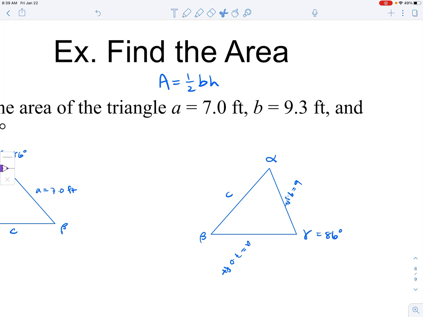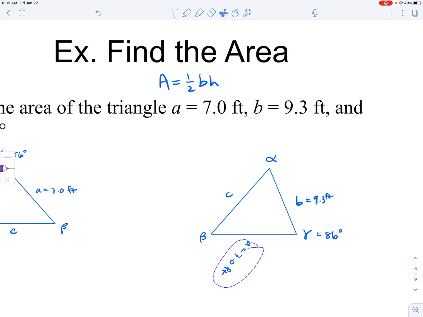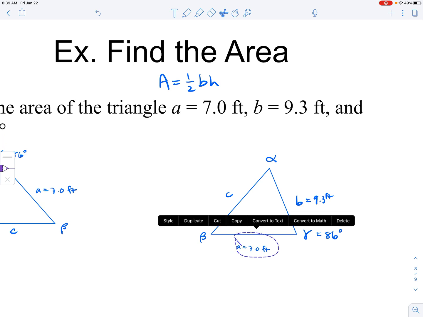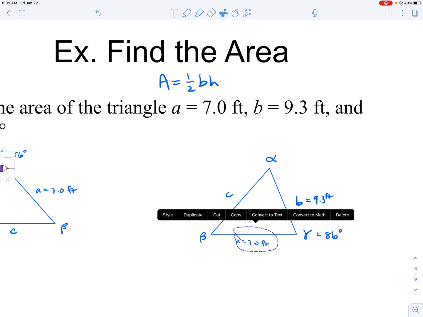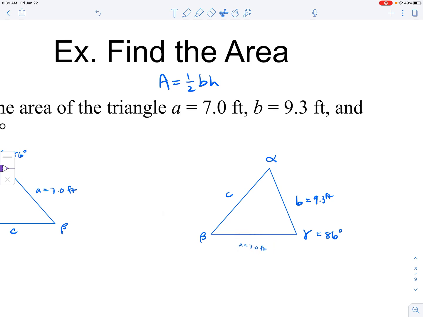Probably an easier way to do this. This is side beta, side C. I could probably just flip it around. Will that work? There we go. About side A. Okay, so by doing that, I can now treat side A as the base. I'm going to treat A as the base.